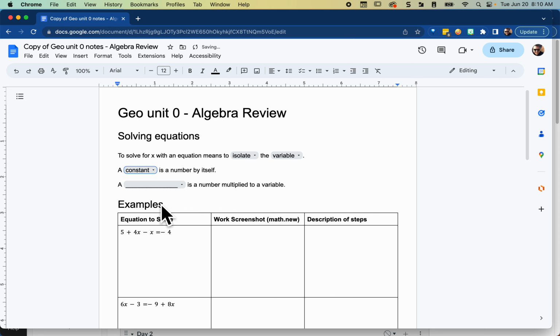A constant is a number by itself. A constant is like any just number. And a variable is the letter, but this word coefficient is the number that's multiplied by a variable. Examples of that include like 3x, it would be the 3 here. Now, if I had x cubed, that 3 is not a coefficient. It's not being multiplied by x. It's saying something else. It says multiply x 3 times.